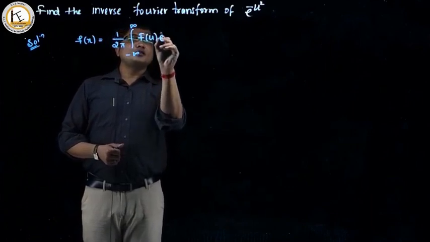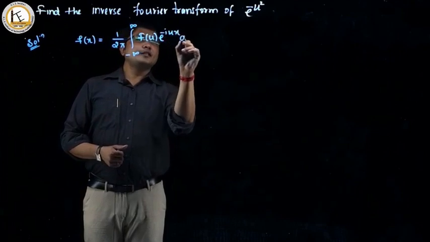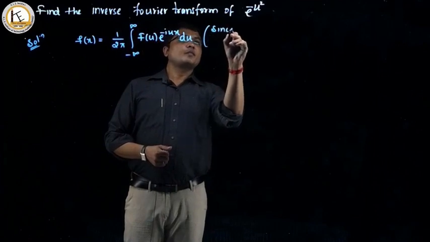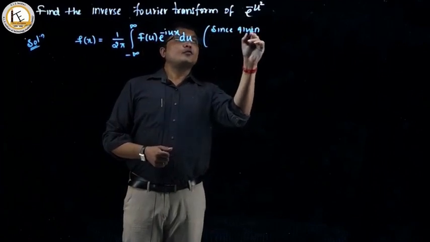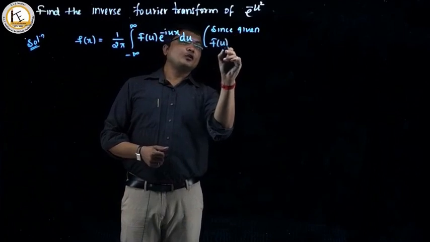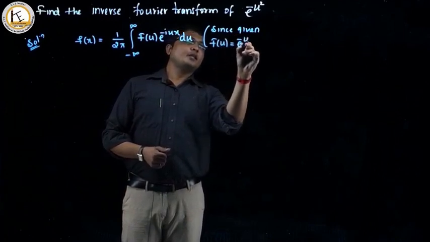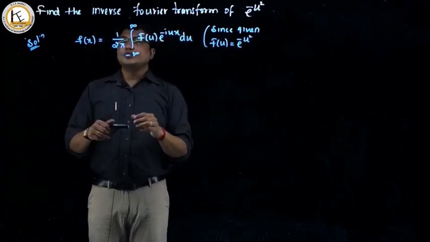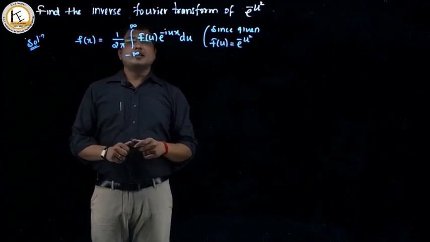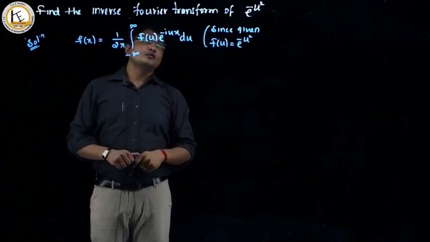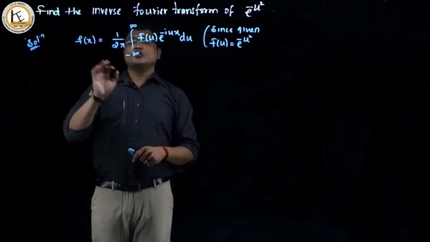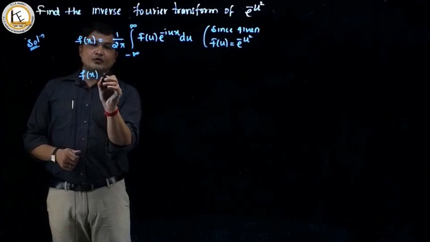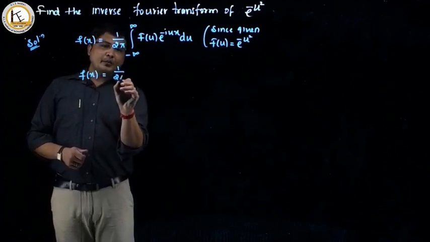Solution: the inverse Fourier transform is given as f of x equal to 1 by 2 pi integral minus infinity to plus infinity f of u into e raised to minus iux with respect to u. Since the Fourier transform is given, that is f of u, here f of u is e raised to minus u square.